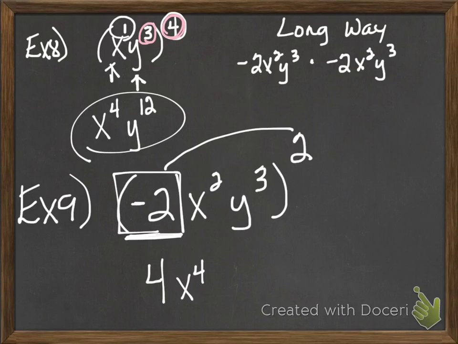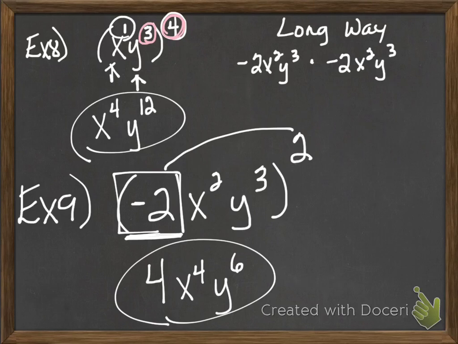Go to your y. Your y is a power of 3. It's raised to another power of 2. Power times power. 3 times 2 is 6. Okay? Your coefficient is your base, and you're raising it to the second power. You'll have to do that differently, but the x squared and the y cubed, you're just going to multiply power times the power on those.